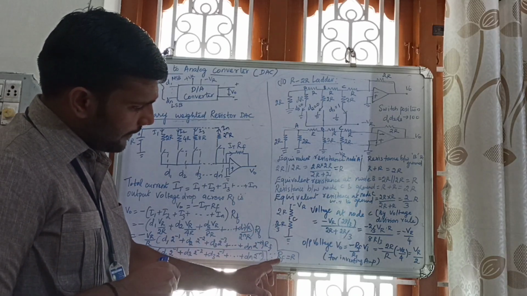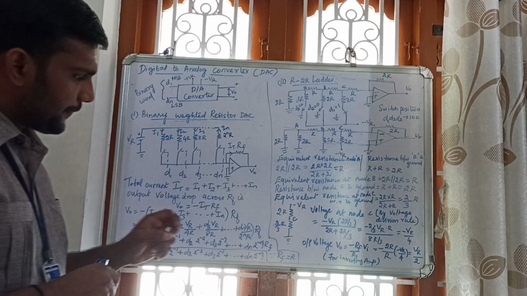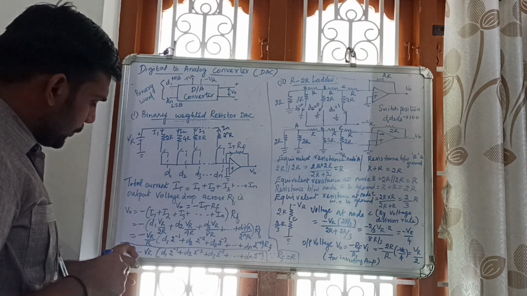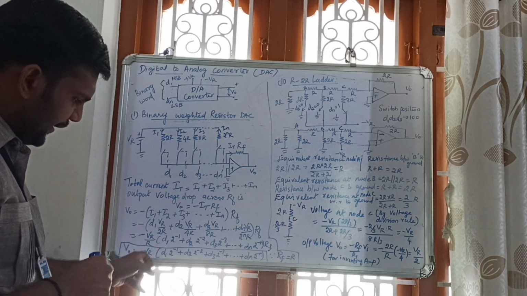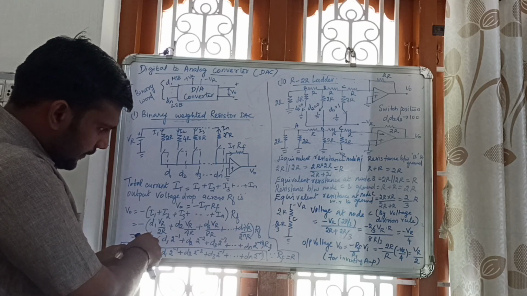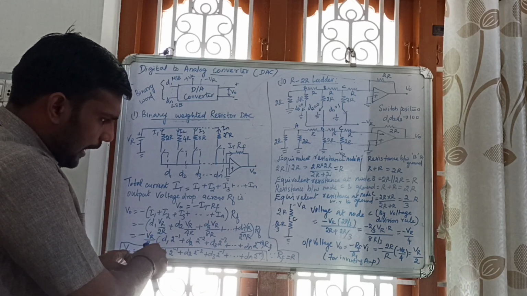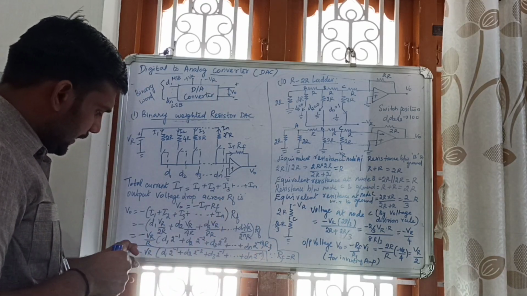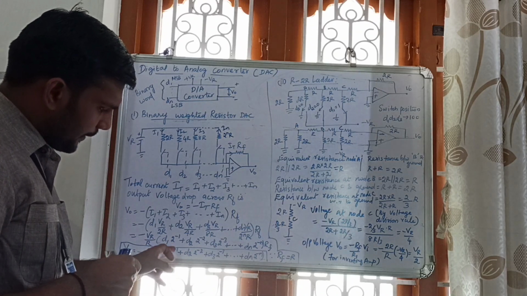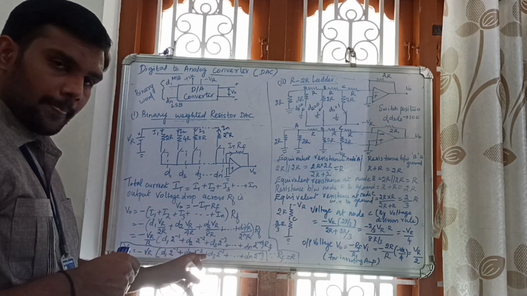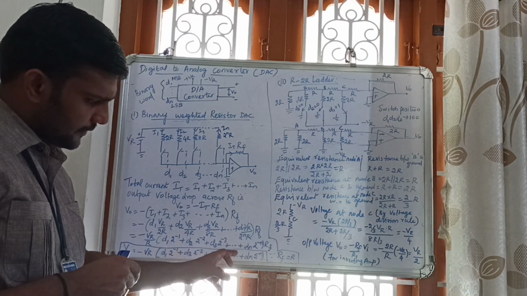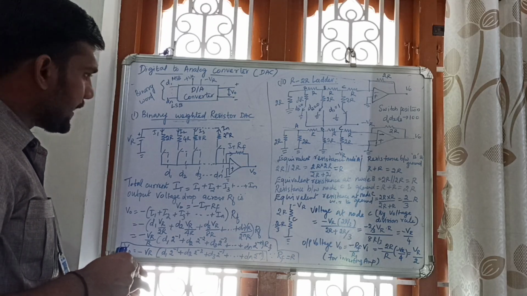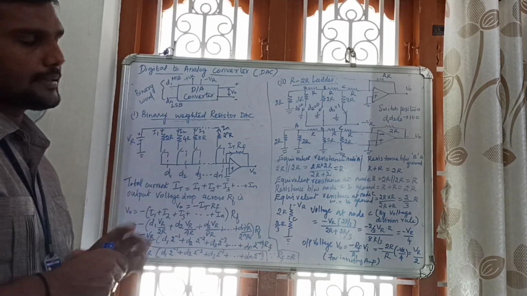Here you just take RF equal to capital R. If you substitute R instead of RF, what will you get? V0 is equal to minus VR divided by R, and instead of RF, R will come, so that R will get cancelled. The remaining will be minus VR, D1 into 2 power minus 1 plus D2 into 2 power minus 2 plus D3 into 2 power minus 3 plus etc. up to Dn 2 power minus n. So this is the analog output voltage in the case of the binary weighted resistor DAC.